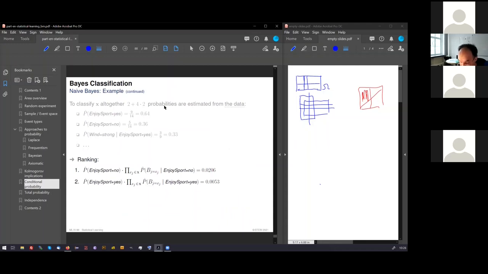Okay. We can get a ranking by applying naive Bayes. And if we assume that the closed world and the single fault assumption still hold, we can translate this ranking into probabilities: 80% for no, 20% for yes. This example concludes and completes our lecture for today.